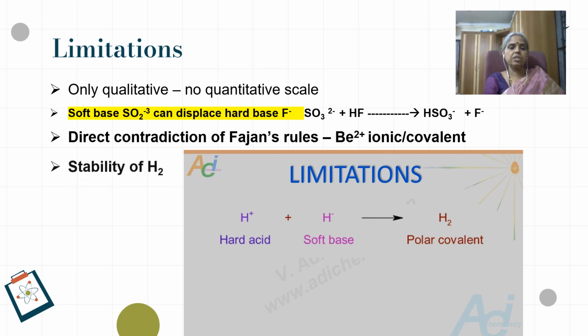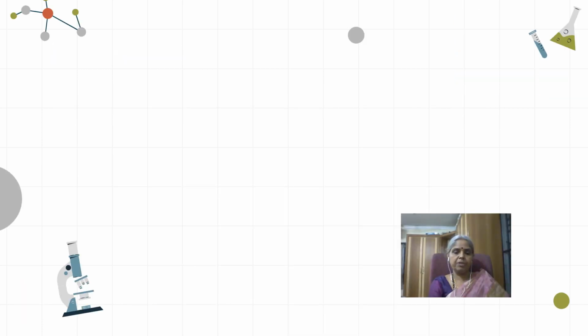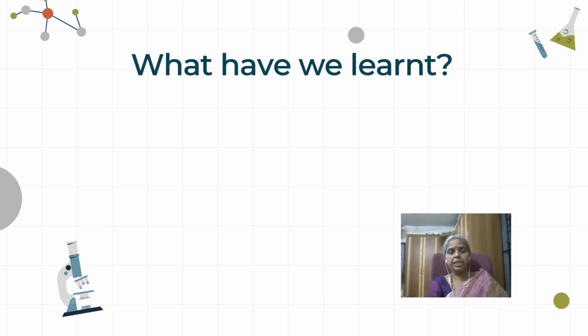Then of course, the stability of H2. You can see here, H+ is a hard acid, H- is a soft base. Together they form H2, but it is covalent in nature. The hydrogen molecule is covalent in nature and quite stable, but the stability of hydrogen could not be explained by the HSAB principle. So with this we come to the close of this entire paper.